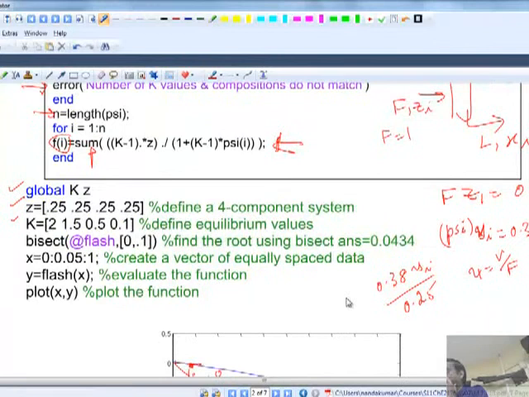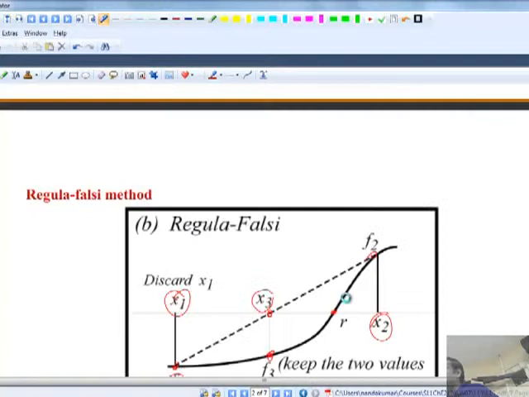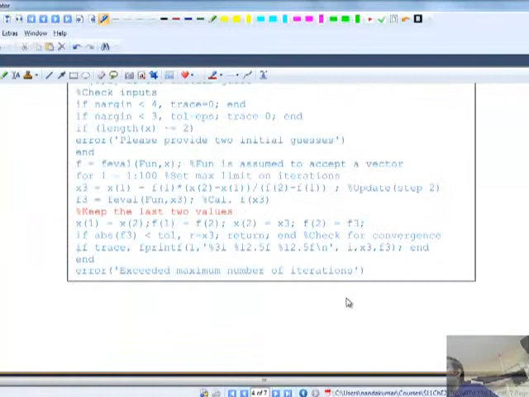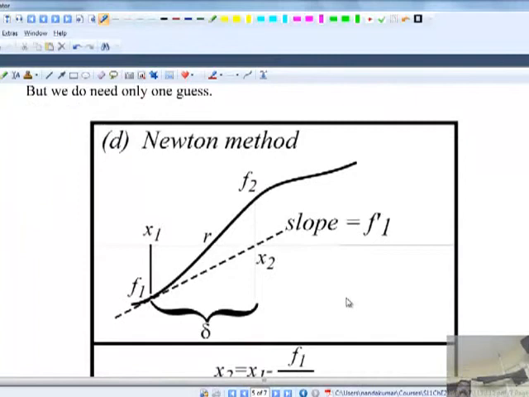Okay. So let's move on to the next method. And that method is the Newton method. What is the basic idea behind the Newton method? So as I said, it's a progression of ideas.